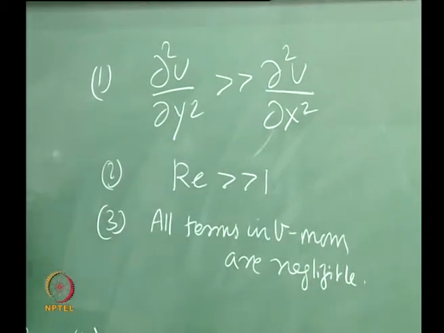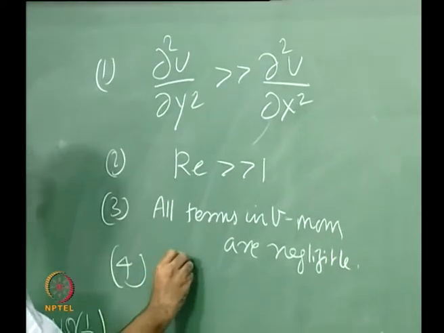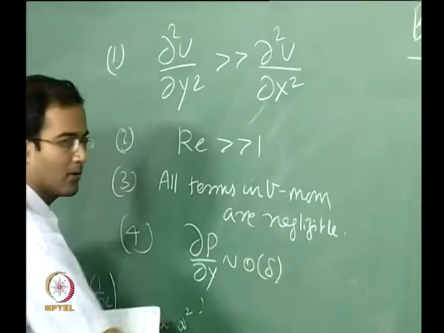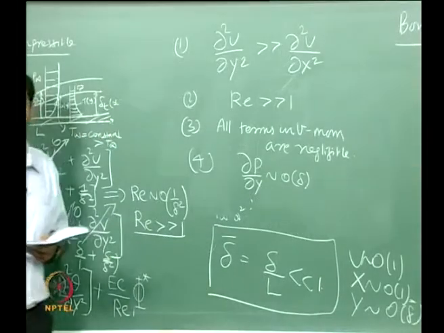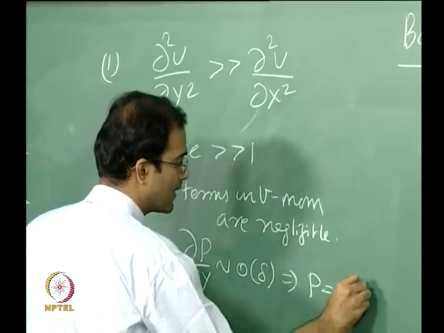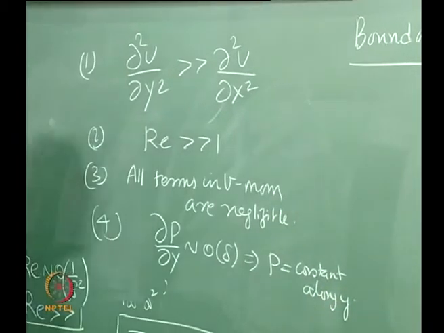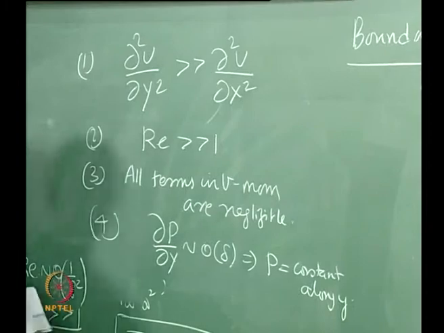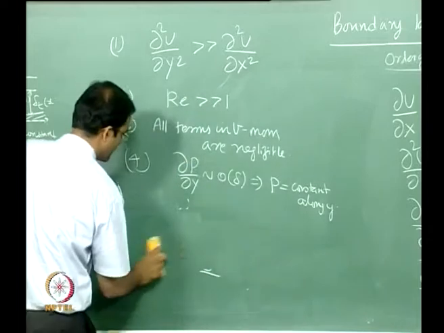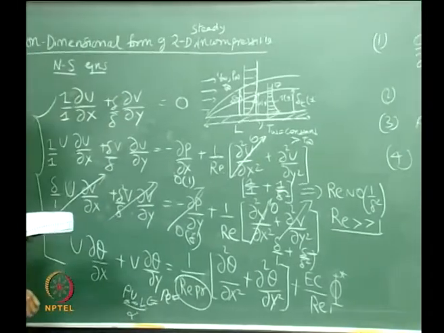So what is the particular implication of this statement? You can safely say that dp/dy is of the order delta. Therefore the gradient is very small along the y direction, or in other words my pressure is approximately constant along y. This is an outcome of statement number 3, and it has actually saved a lot of my computational effort.